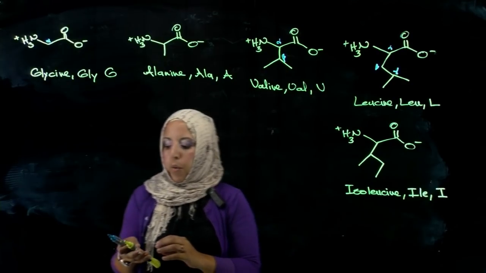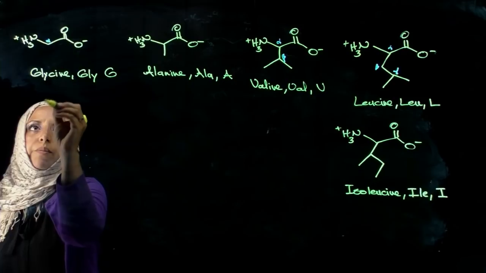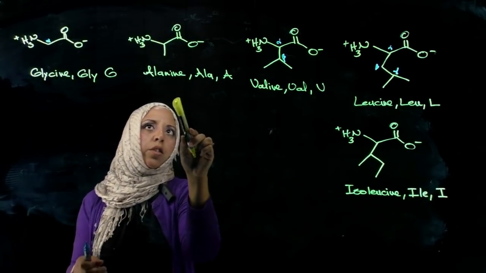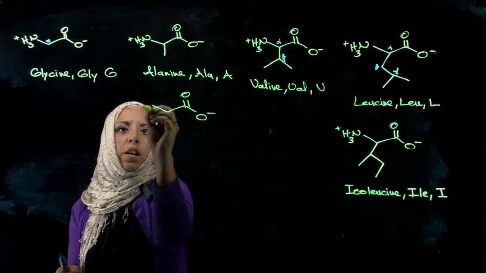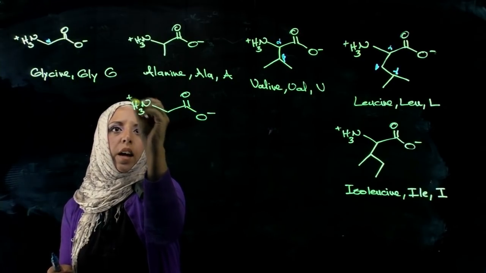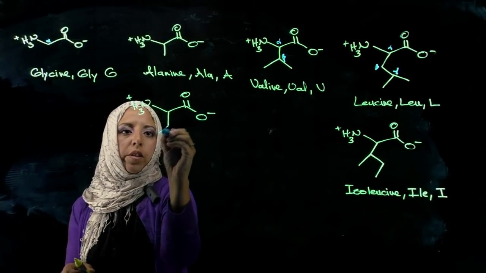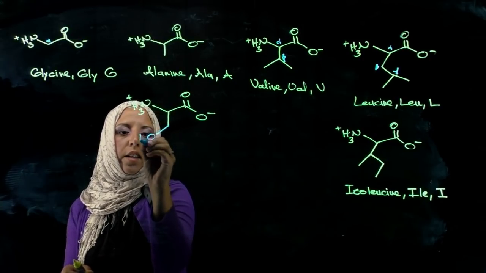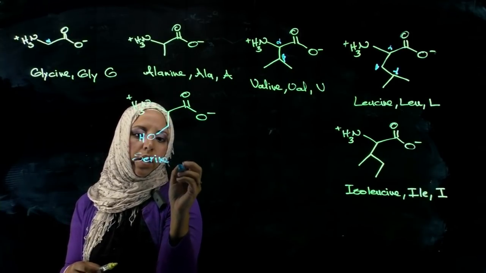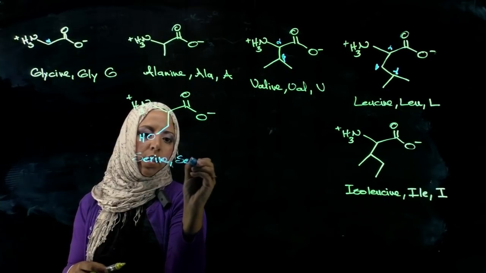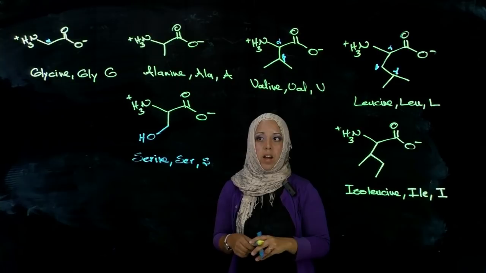So now we're going to draw 2 more. One that is similar actually to alanine. So alanine has a methyl, and here is a methyl. But serine is an amino acid similar to alanine, except that it has a hydroxide group. And that's serine, or S. Very similar to alanine.